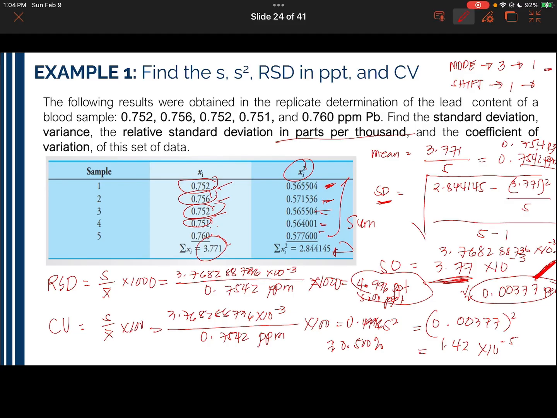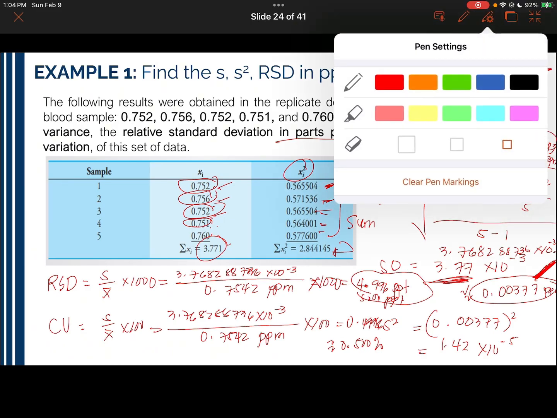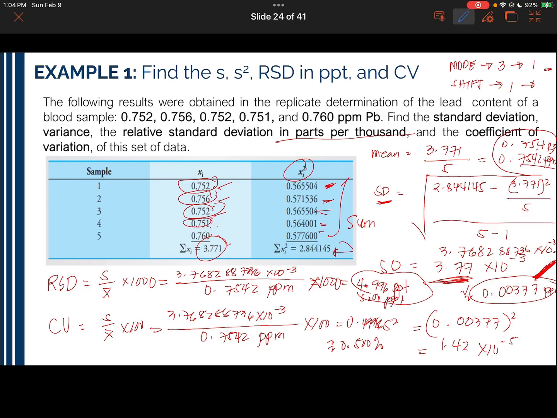So again, to calculate first the ppm, then for standard deviation, the summation appears. And then for succeeding calculations, use the value that is not yet rounded off. And then this is the RSD in PPT, and this is the CV.